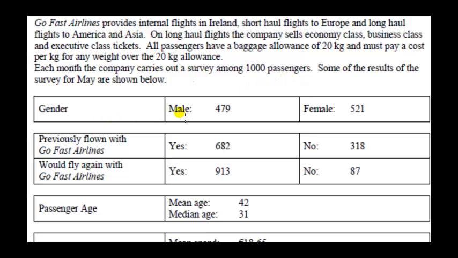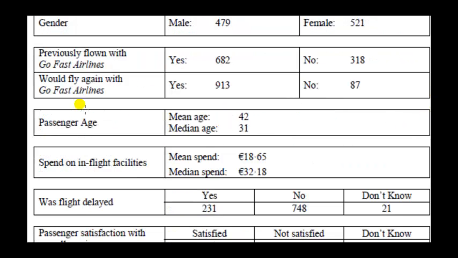So we see the gender, 479 male passengers, 521 female. These two numbers must add up to 1,000, of course. Those who answered yes to the question, have they previously flown with Go Fast Airlines? And we have the number that answered no. Again, these two numbers must add up to 1,000, of course. 1,000 people are in the survey. We have the number that say they would fly again with that airline, and the number who say they won't. Again, these two numbers add up to 1,000.